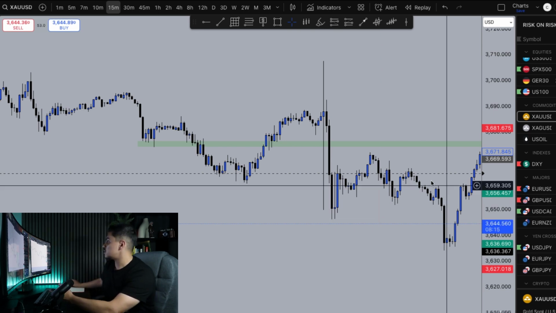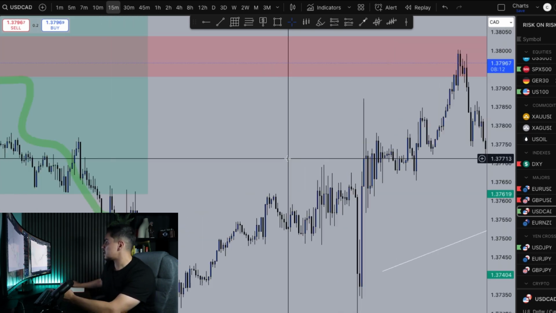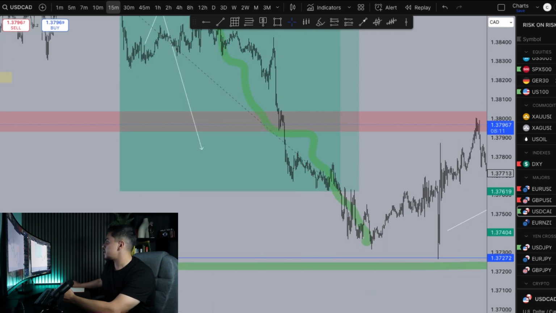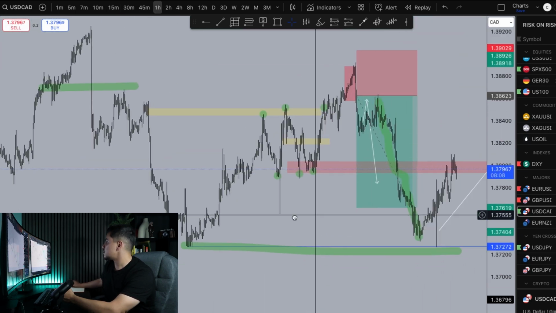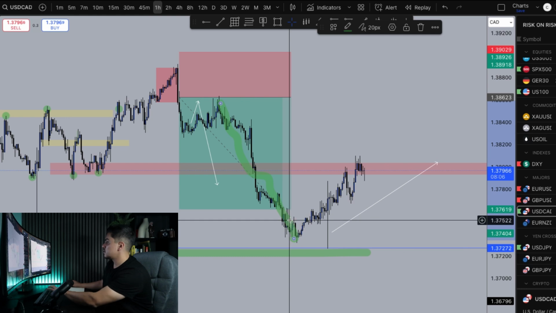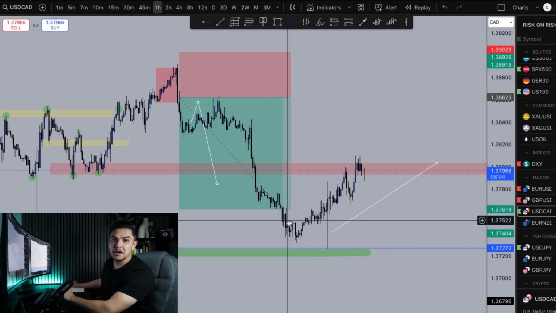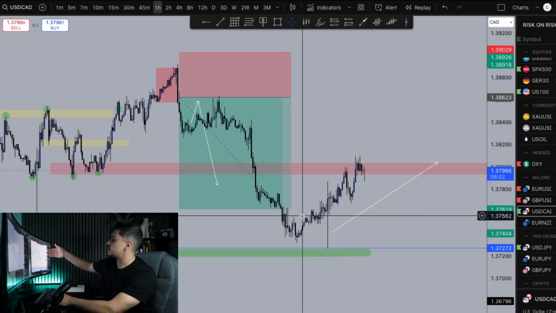Same thing with dollar CAD. We're short on dollar CAD. This was a great trade, right? Sold this to the downside. Ignore this, I like to draw on the charts when I speak. But great follow through to the downside on dollar CAD, right? Whatever we had today, we had the unwind, we had the correction.